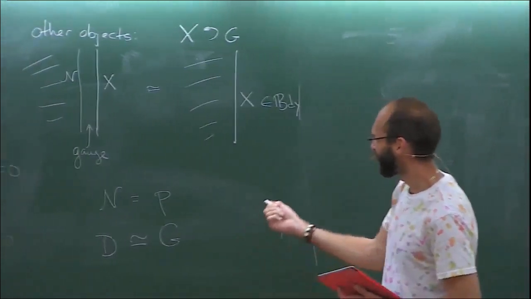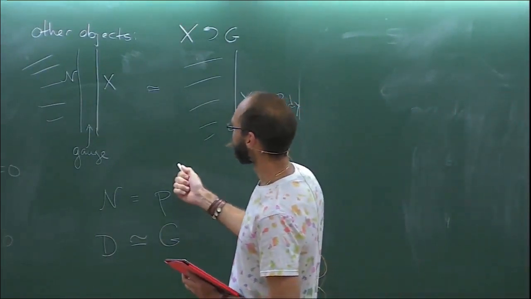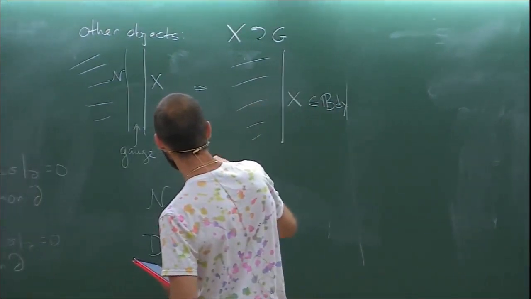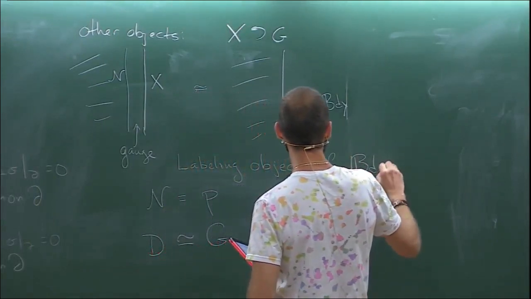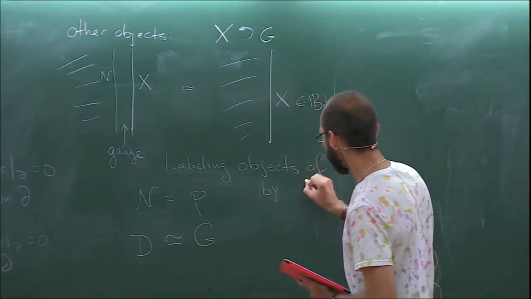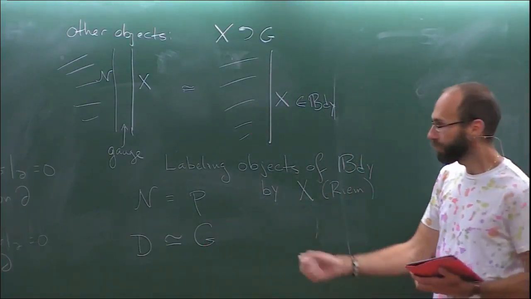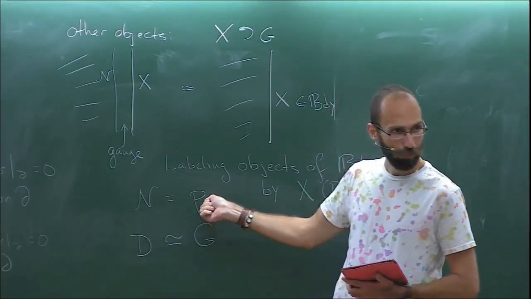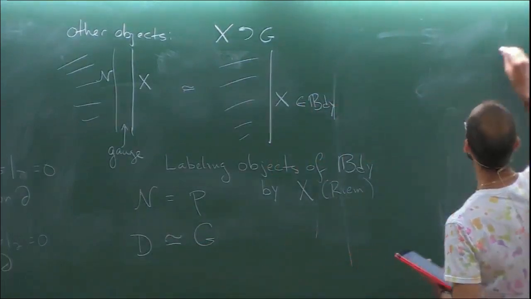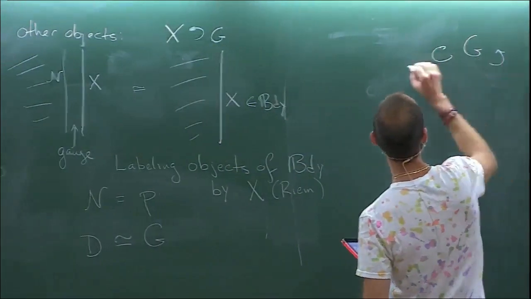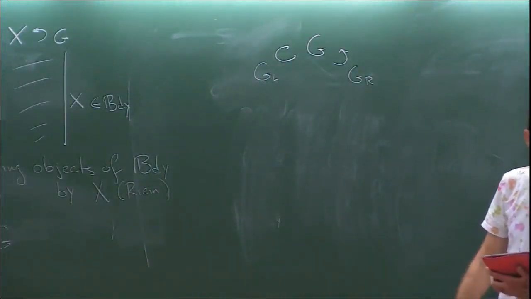All right. So it feels like we're sort of in a different seminar. So labeling objects of this category by Riemannian manifolds. The Neumann boundary condition is actually just a point. P is a point. And the Dirichlet boundary condition is G, and I didn't explain that. So G as a manifold has two G actions, on the left and the right.